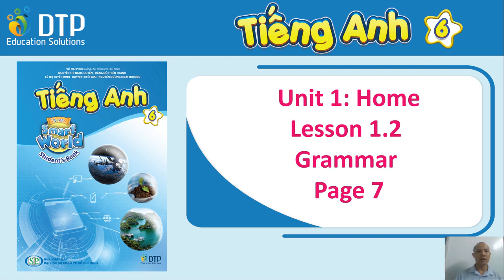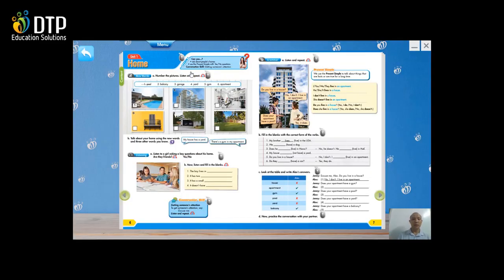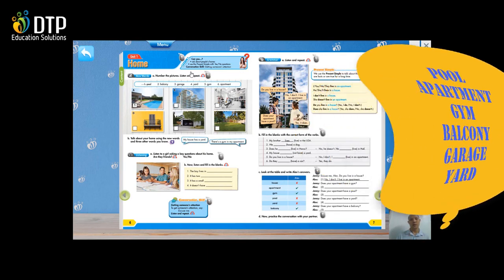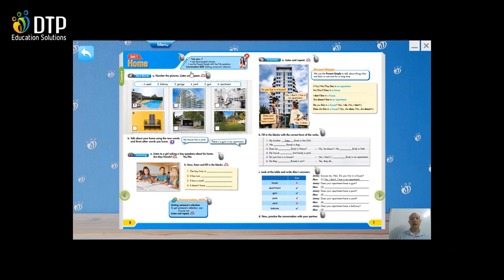Today we will study Unit 1, Lesson 1, Period 2. Ở trong tiết học trước, các con đã học 6 từ vựng: pool, balcony, garage, yard, gym, apartment. Và chúng ta học cách để hỏi về căn hộ hay ngôi nhà của bạn của mình. Trong tiết học ngày hôm nay, chúng ta sẽ học thì hiện tại đơn và học cách để hỏi và mô tả về căn nhà.